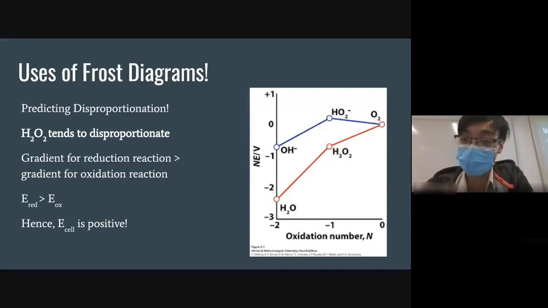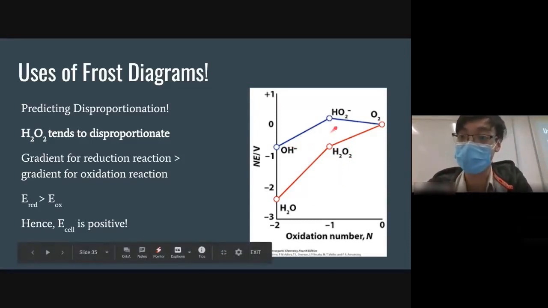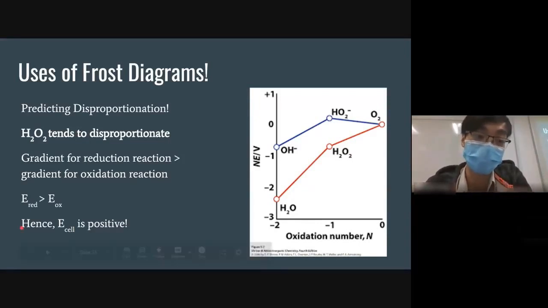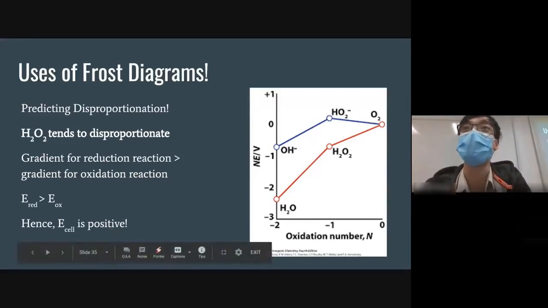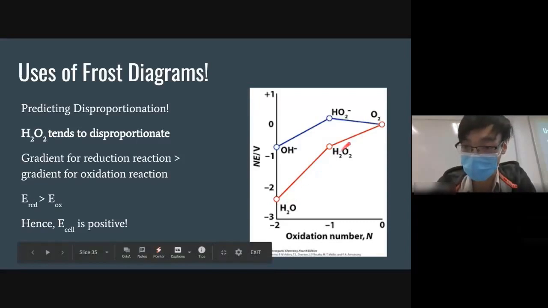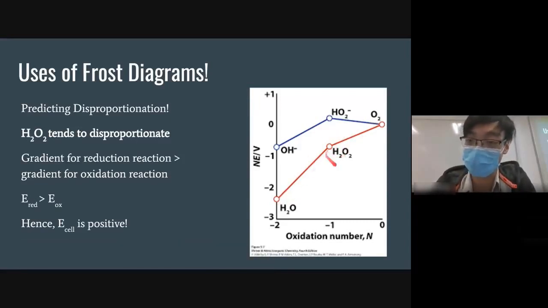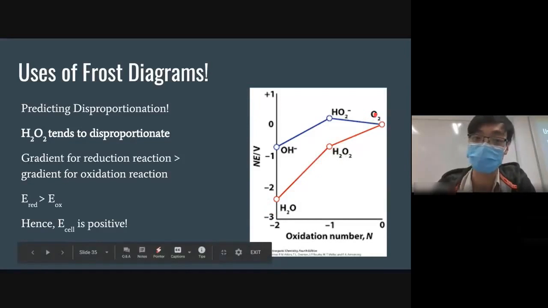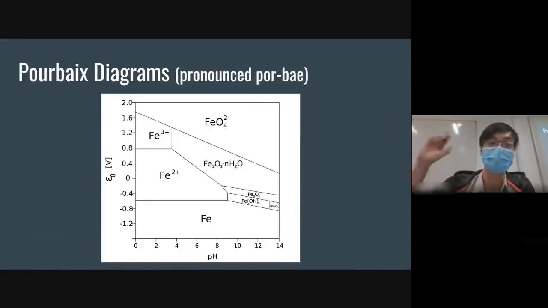So let's say we have a solution of just hydrogen peroxide, and it can be both reduced or oxidized. Since the reduction potential of the reduction reaction is greater than the reduction potential of the oxidation reaction, we know that E cell equals E reduction minus E oxidation, so E cell will be positive in this case. That means this reaction will occur and the disproportionation will occur. Just from looking at the convex shape of this graph, we can tell that H2O2 will actually disproportionate into water and oxygen. So this is one of the useful parts about the Frost diagram.